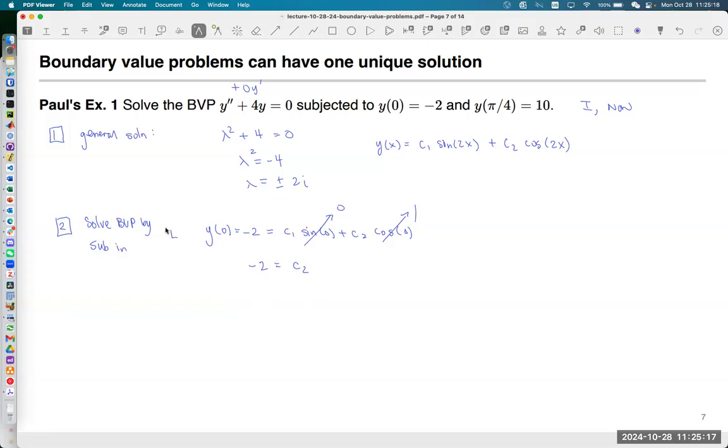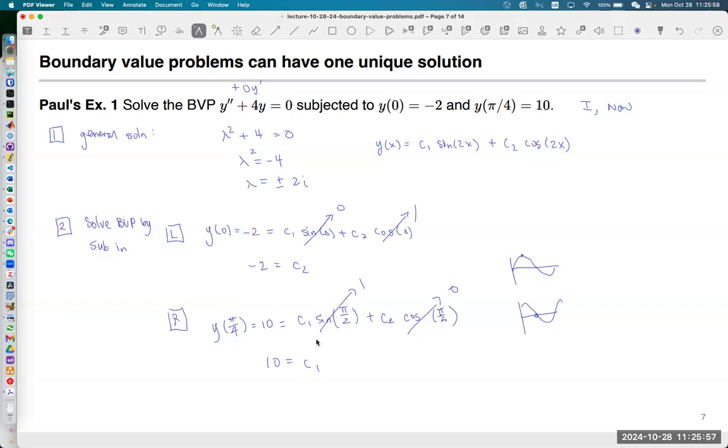So this is the left boundary condition. For the right boundary condition, we have y of pi over 4 is equal to 10. For all the x's here, I substitute pi over 4. So c1 sine of pi over 2 plus c2 cosine of pi over 2. I don't remember what this is, so let's draw a sine wave. At pi over 2, sine is 1, and for cosine, this is 0. So 10 is equal to c1 plus 0.